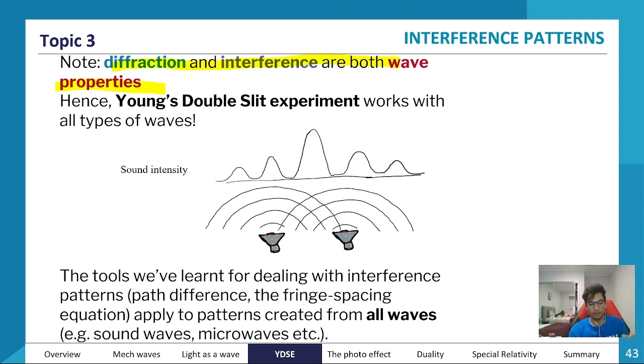You can imagine we have these two speakers, and in the middle, you're going to have some really loud music. But if you move to the next fringe, it's going to be very quiet. And then the next fringe after that is going to be loud, and that pattern is going to keep continuing. And again, like was said before, the intensity of the sound will decrease as you move further out from the center.